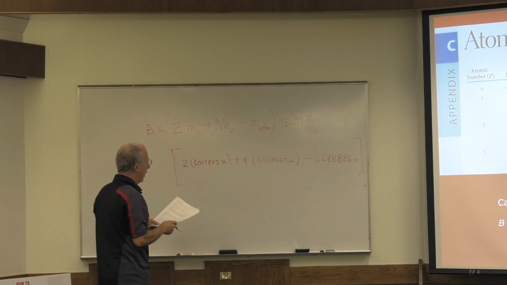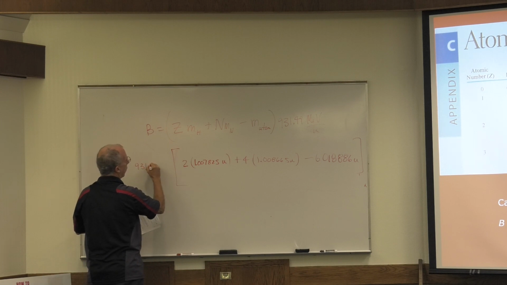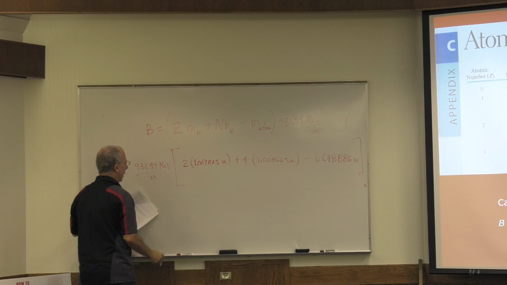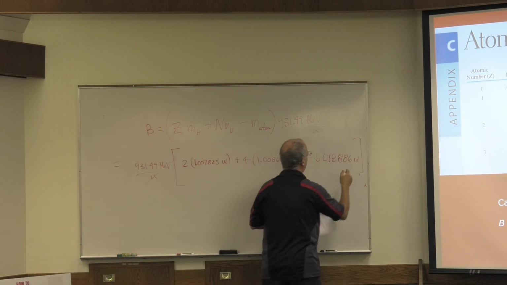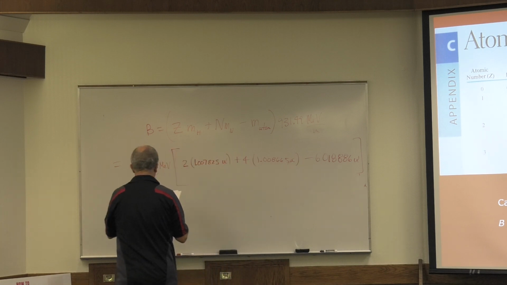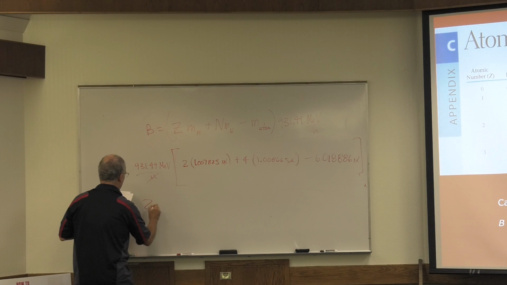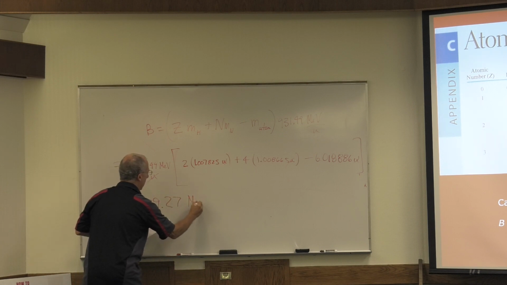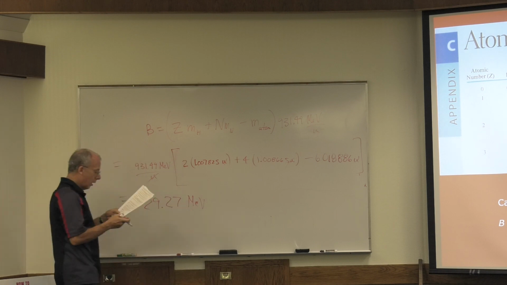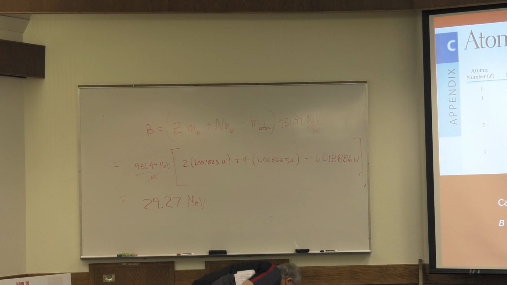Then we multiply that by our conversion factor, 931.49 million electron volts per U. The U's cancel out. I promise you, when you multiply it out, you get 29.27 million electron volts. Okay, so there you go.